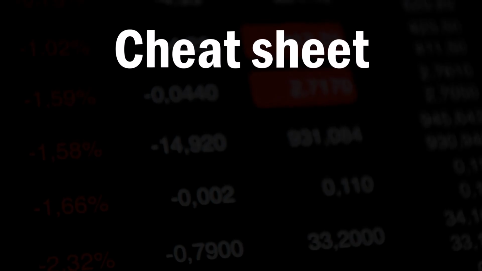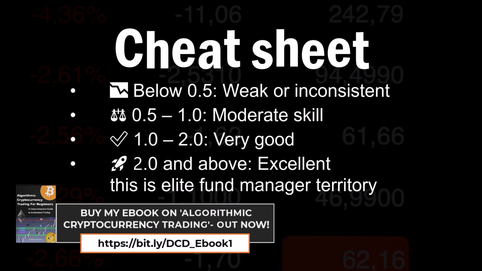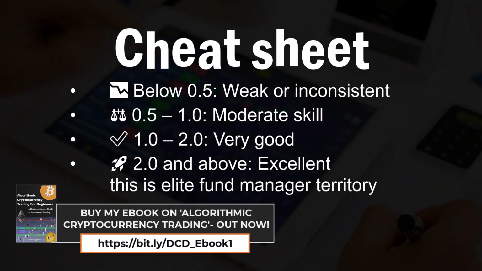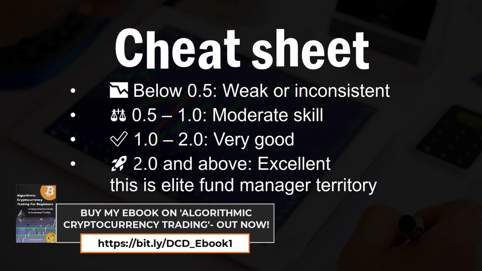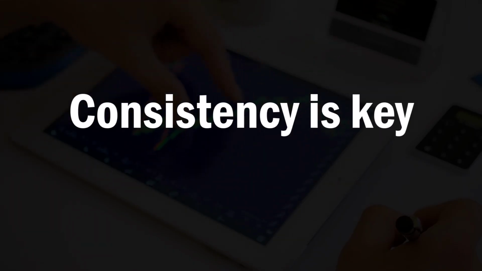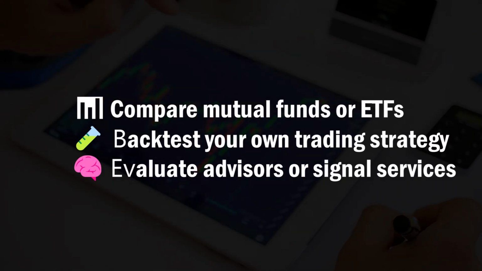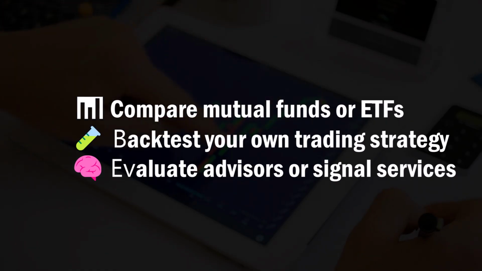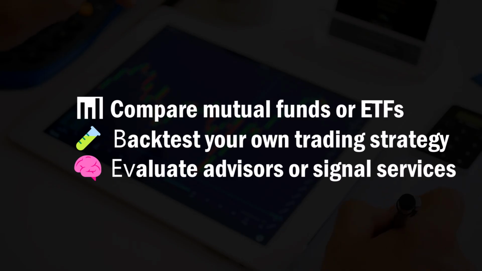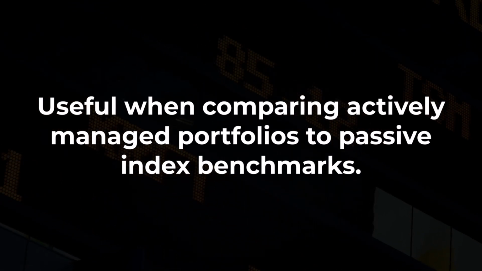Here is a cheat sheet with information about how a good information ratio should look. Below 0.5 is weak and inconsistent, between 0.5 and 1 is a moderate skill, between 1 and 2 is very good, and 2 and above is elite fund manager territory. Consistency is key. The information ratio rewards smooth, steady outperformance, not just big wins followed by big losses. In the end, you'll find that the information ratio is used to compare mutual funds or ETFs, to compare the backtest of your own trading strategy, or to evaluate advisors or signal services. It is especially useful when comparing actively managed portfolios to passive index benchmarks.